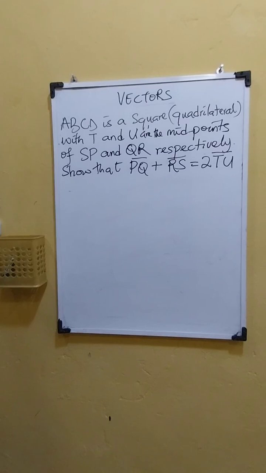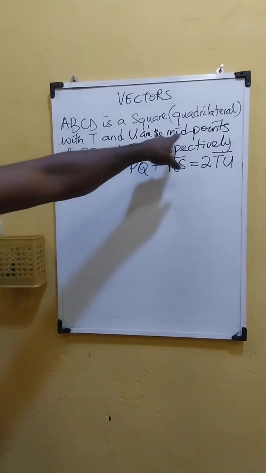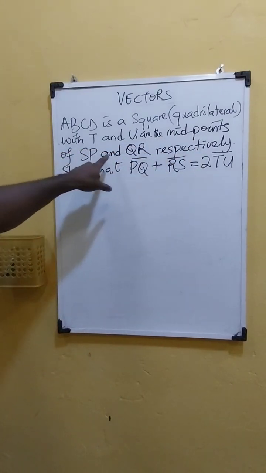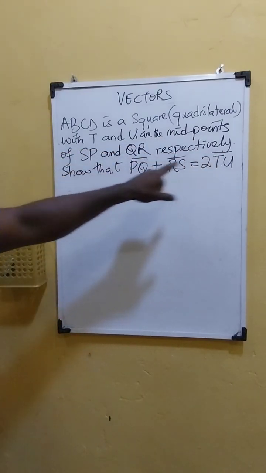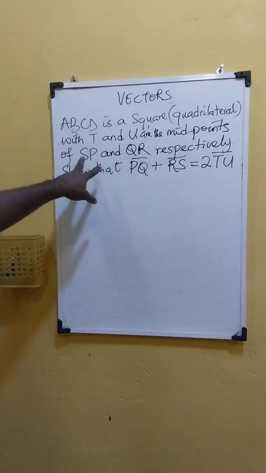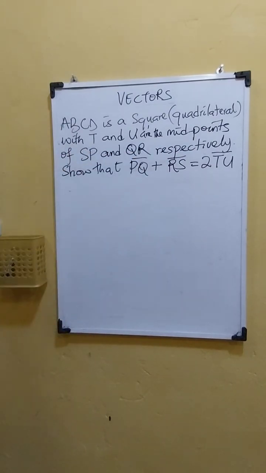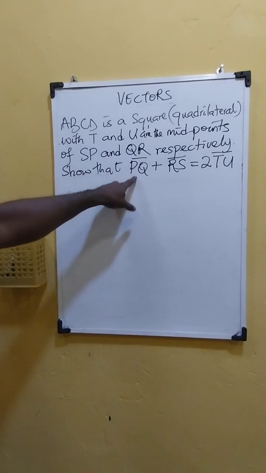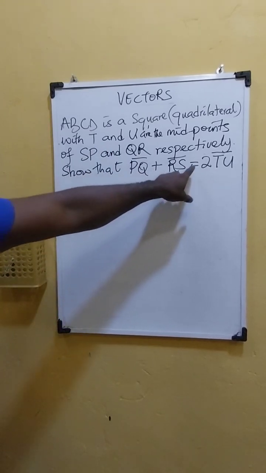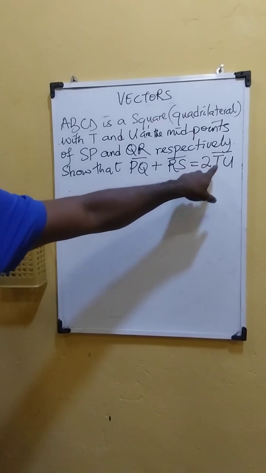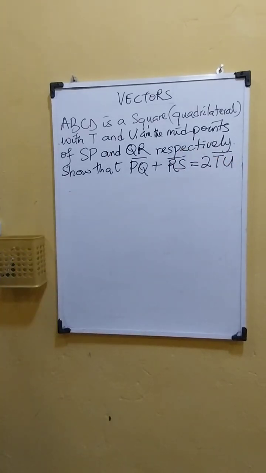With T and U. T and U are the midpoints of SP and Q arrow respectively. There are two midpoints, SP and Q arrow. The question now says show that PQ plus RS is equal to 2TU. So you need to do a kind of proof, some sort of explanation. That's what the question is actually saying.